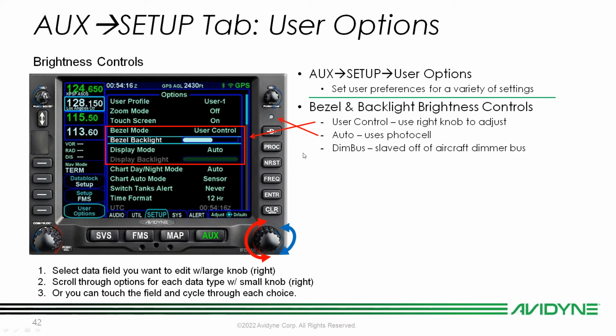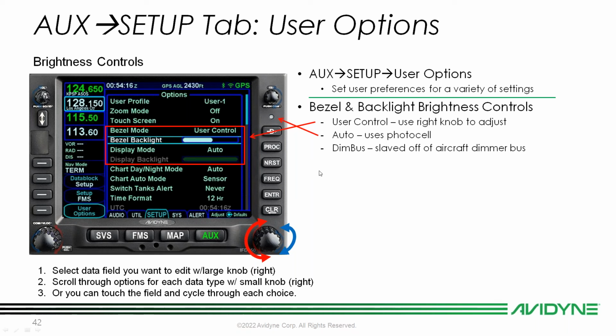If we have either one of those set to auto, it's going to go based off of the photo cell. Now your photo cell, if you look at your IFD, is actually going to be immediately underneath your CDI knob in all of the IFDs. If we want to test that, let's go ahead and get in a hanger and turn on the IFD and put your finger over that photo cell. So if you have this set to auto, either one of these, put your finger over the photo cell and then watch what happens. It'll start to get darker and darker.